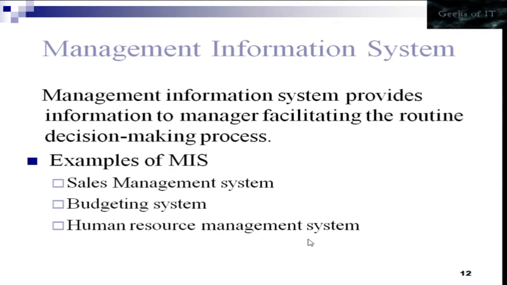Examples of management information systems include sales management system, budgeting system, and human resource management system. Sales management systems get input from the point of sale system. The budgeting system gives an overview of how much money is spent within the organization, for the short and long terms. And human resource management systems control and manage the overall welfare of the employees, staff turnover, etc.